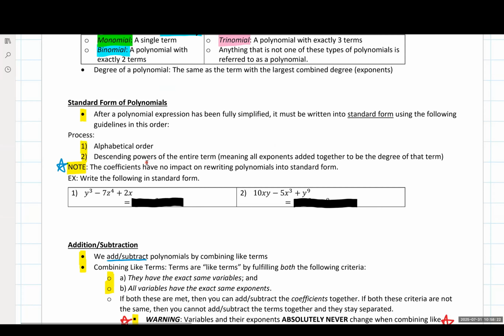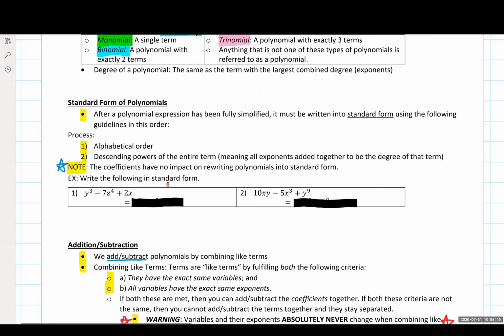So let's go ahead and take a look at two examples that we have right here for listing these things out. I'm looking at y to the third minus 7z to the fourth plus 2x. I can't combine anything else together. Everything's been fully combined at this point in time. I now need to rewrite this into standard form.